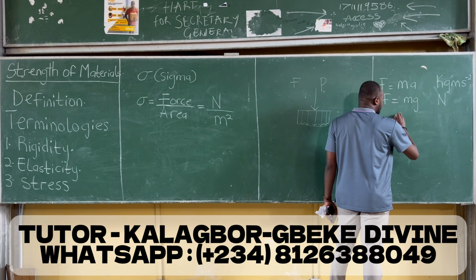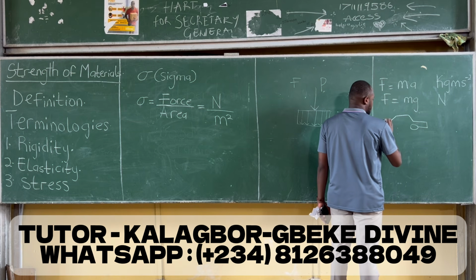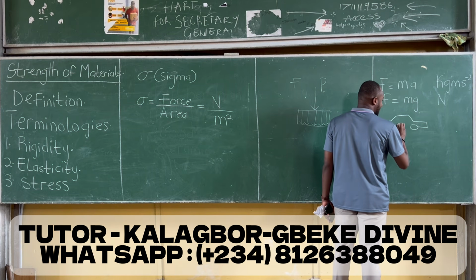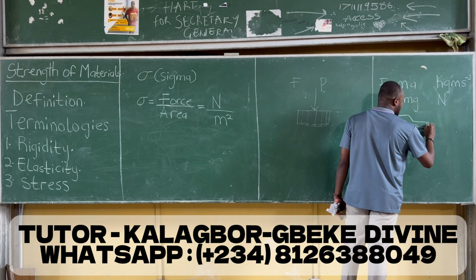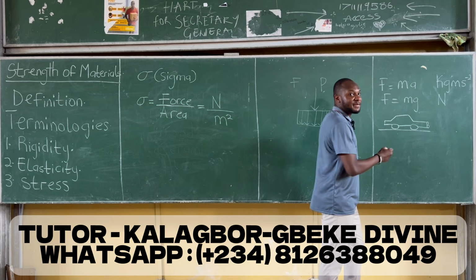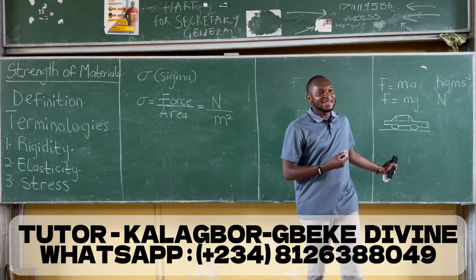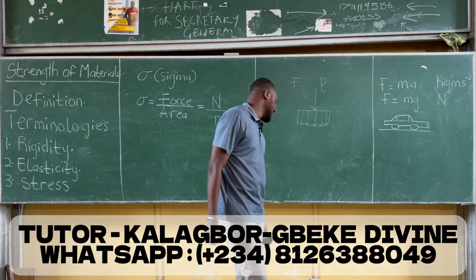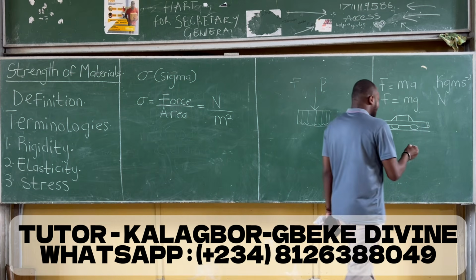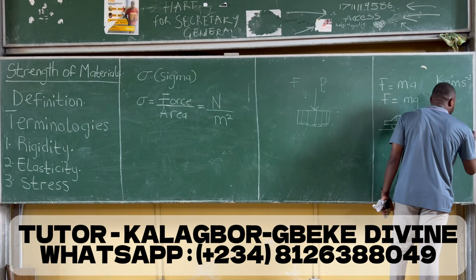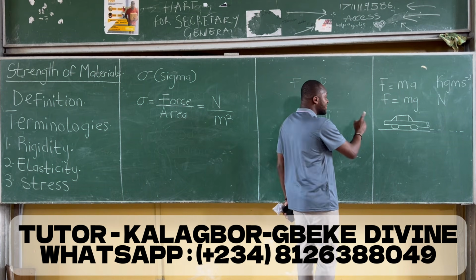Now, let's say this is a car. Please forgive my drawing if it's not fine. So this is a car. Which car is this? Benz, Lamborghini, Bentley, Rolls Royce, depending on you. And this car is moving in a linear motion.